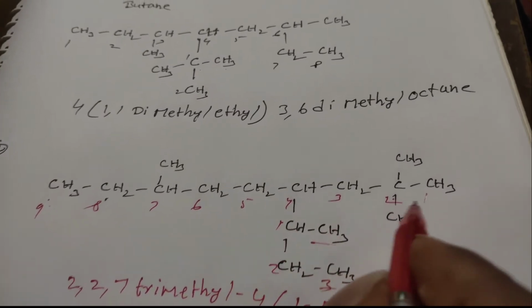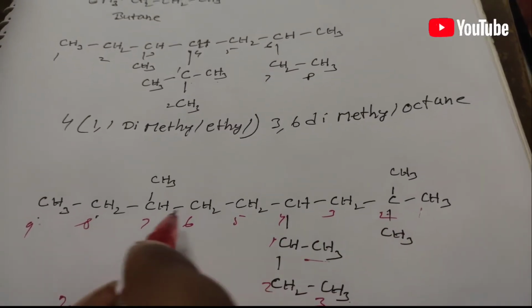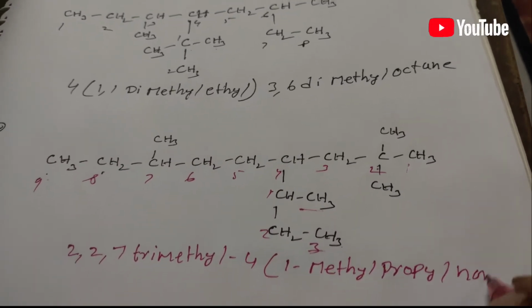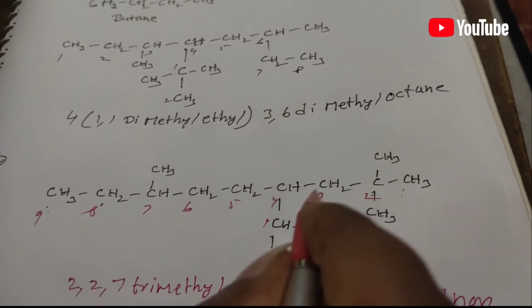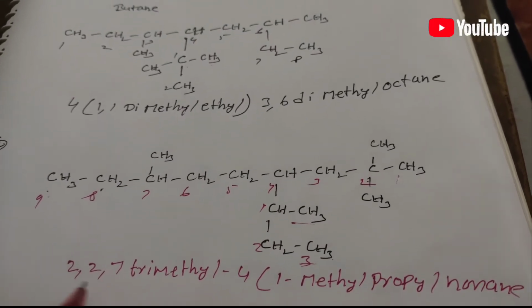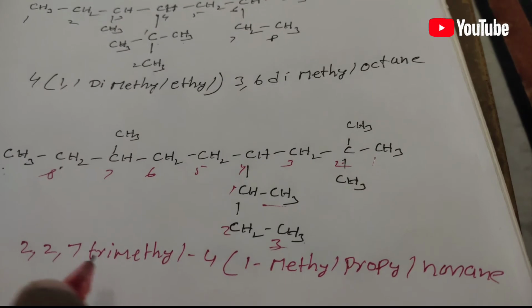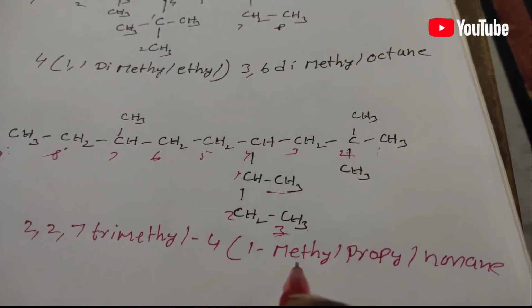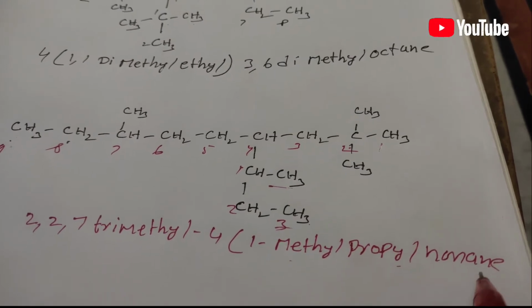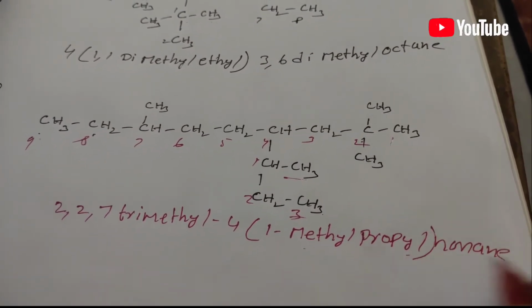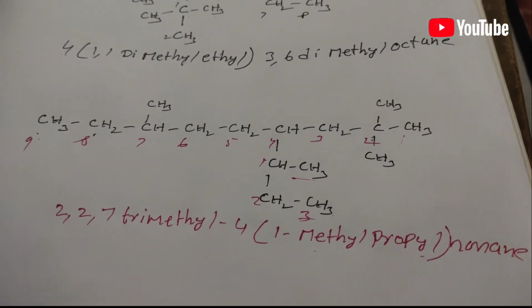And the total number of carbons is 1, 2, 3, 4, 5, 6, 7, 8, 9. So non. Between carbon and carbon there is only a single bond, so ane, nonane. 2, 2, 7 trimethyl. In the fourth position, in the first position they have the methyl group and the propyl, nonane. 4 methyl propyl nonane. So that is the structure name.